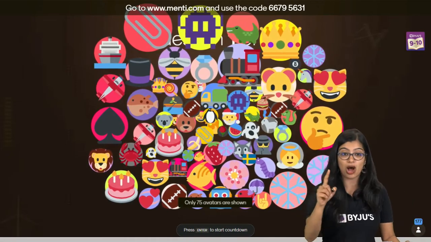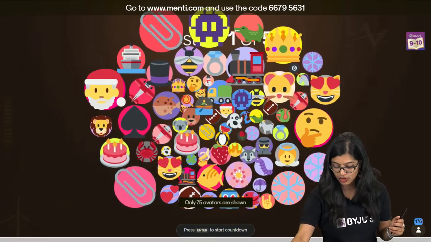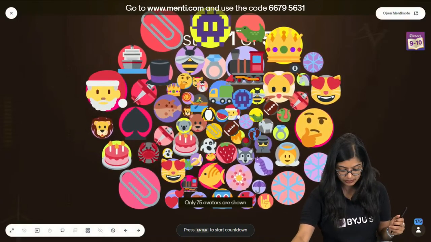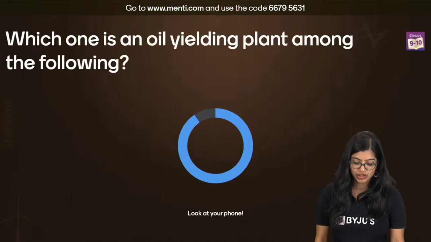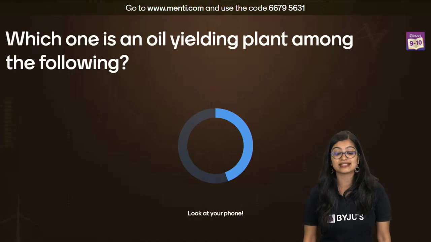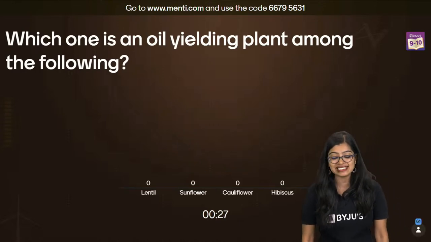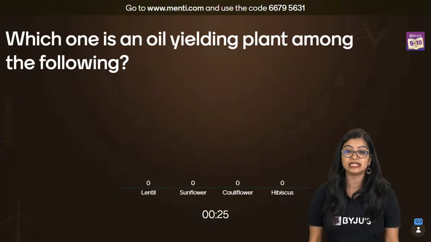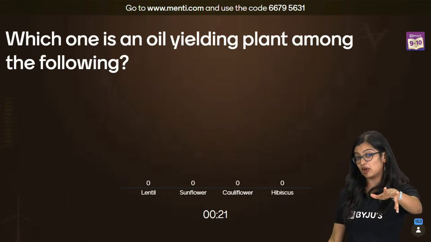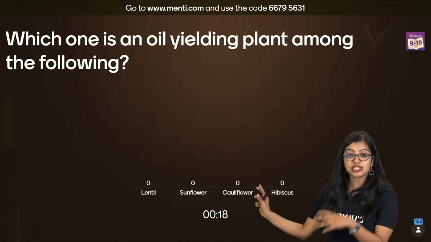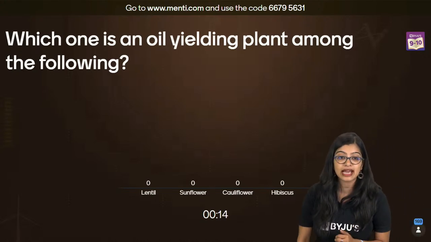Question number one on your screens. Let me move on and let's have the question on screen. Very simple and easy question. Question number one: which among the following is an oil yielding plant? Is it lentil, sunflower, cauliflower or hibiscus? It's a very similar question to what you would observe in your NCERT exemplar. From which among these will we get oil? Focus on giving the answer.